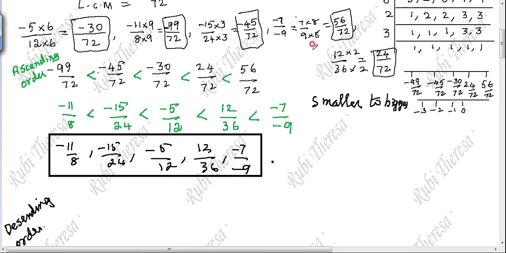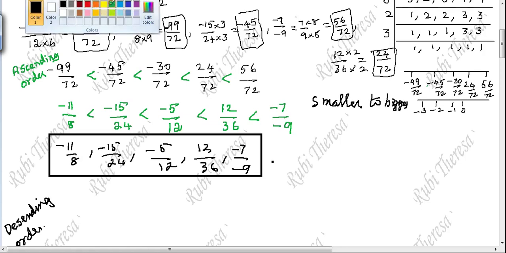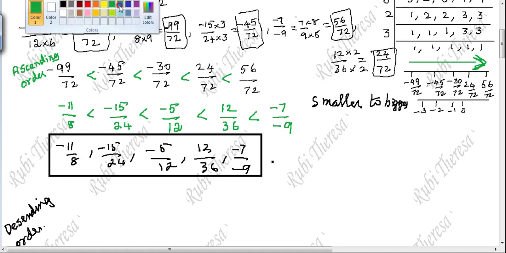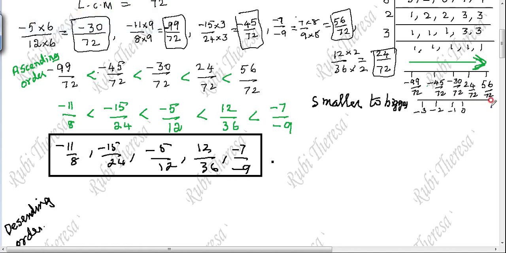Smaller to bigger means you have to go like this. Bigger to smaller means how you have to go? Like this you have to go. Bigger to smaller is this.